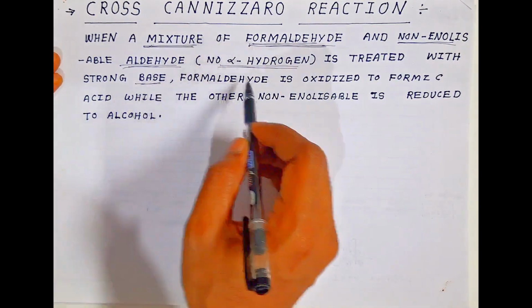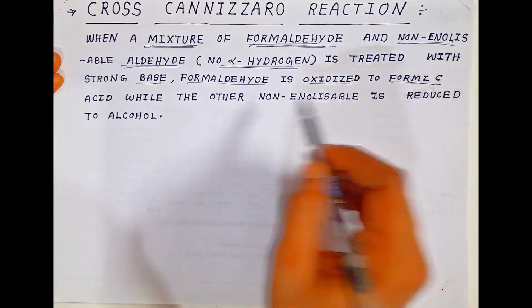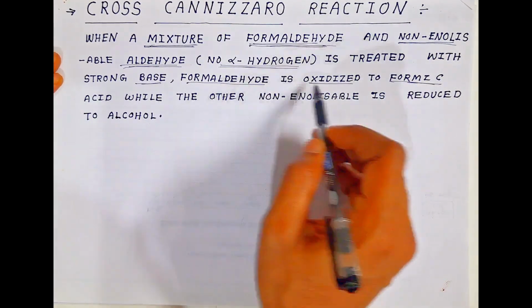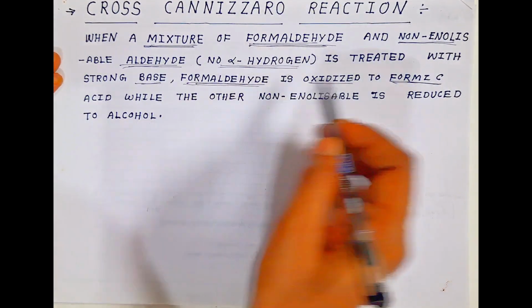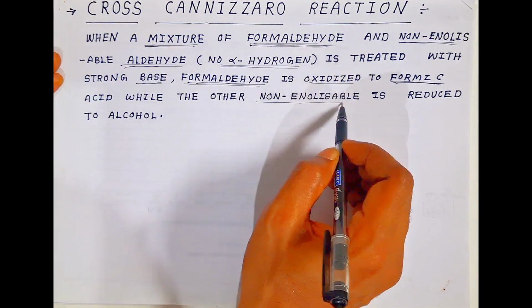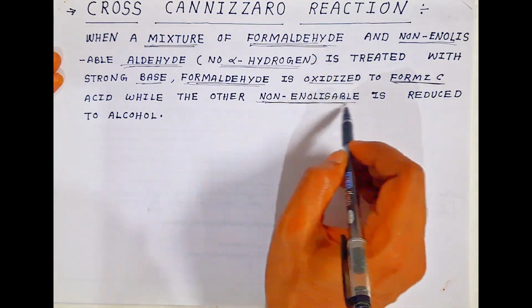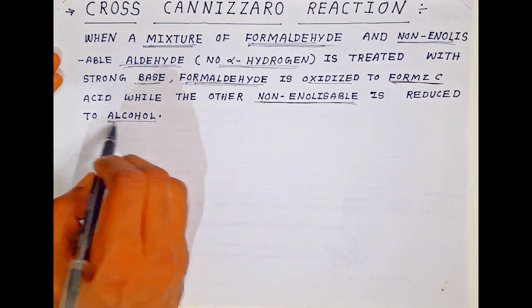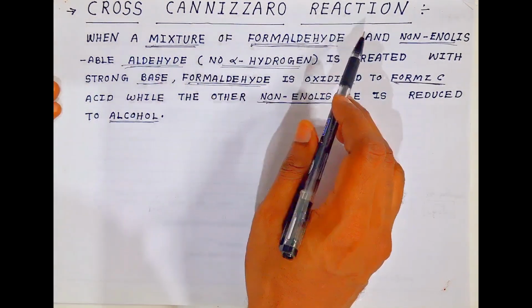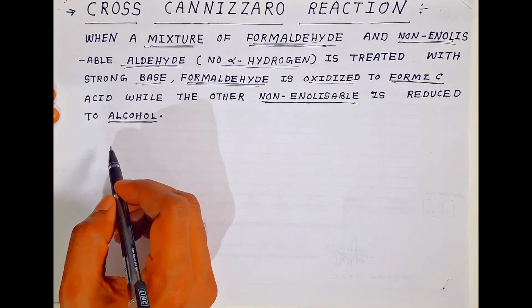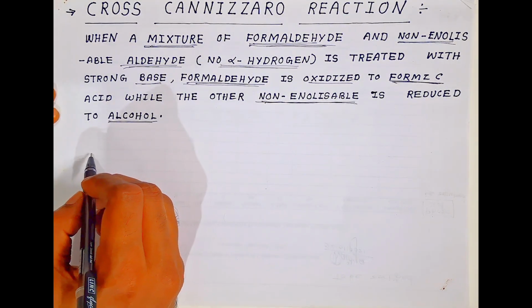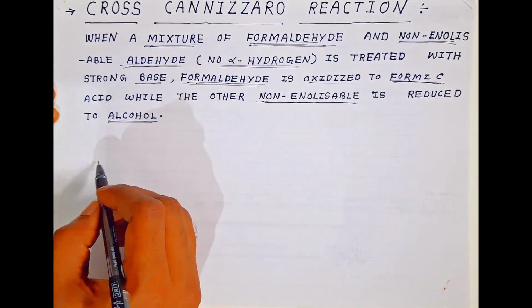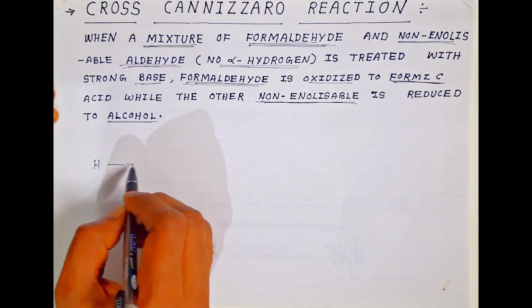It is treated with a strong base. Formaldehyde, students, is oxidized to formic acid. Mind well, students, here the formaldehyde is going to be oxidized. Formaldehyde is always oxidized to formic acid, while the other, non-enolizable aldehyde, that is, one not able to enolize, is reduced to alcohol. So students, mind well, this is called the cross Cannizzaro reaction. One reactant will always be formaldehyde, students, mixed with a non-enolizable aldehyde.